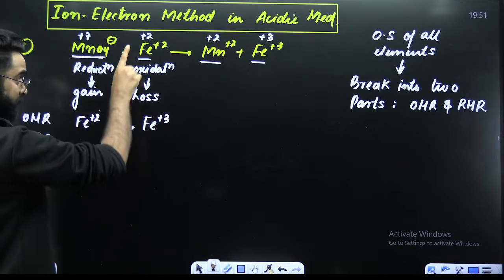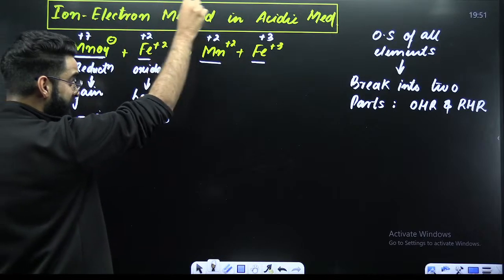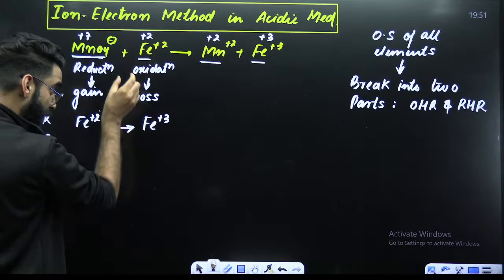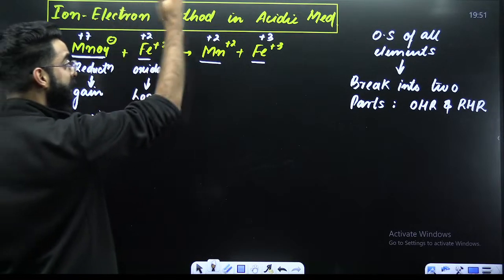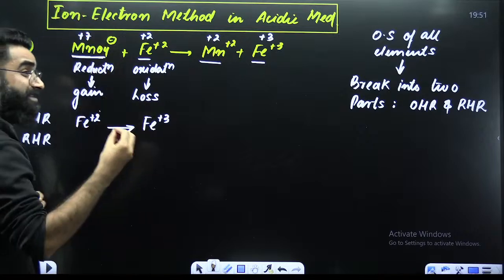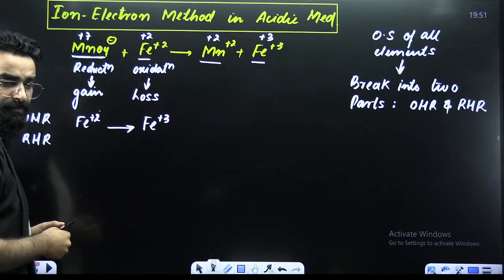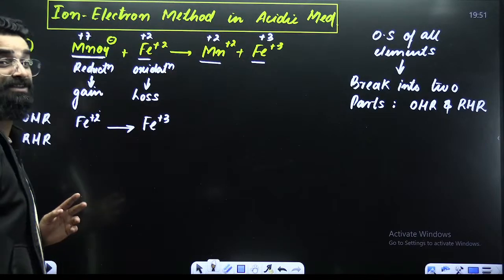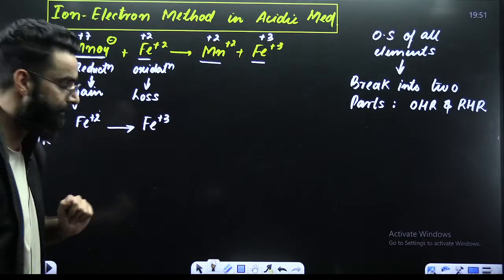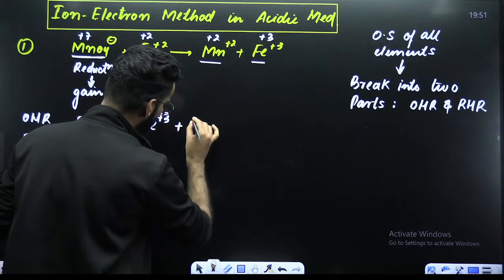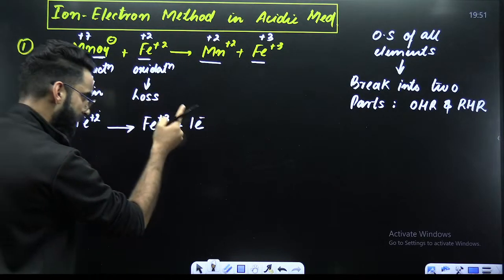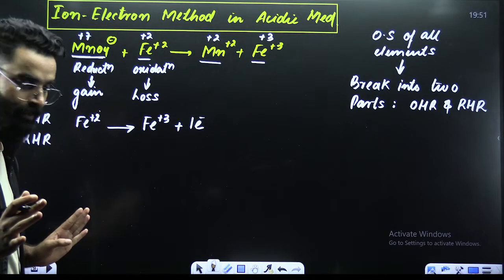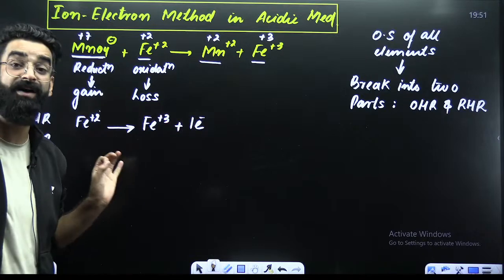Now the point is, when this Fe di positive gets converted into Fe tri positive, it will be losing electrons. How many electrons will it be losing? +2 to +3. What is the change in the oxidation state? 1. Right? So this Fe di positive will be losing 1 electron and then getting converted into Fe tri positive. So this is my oxidation half reaction.